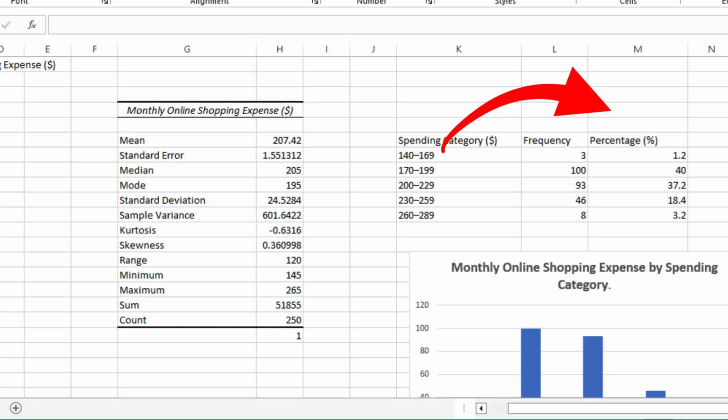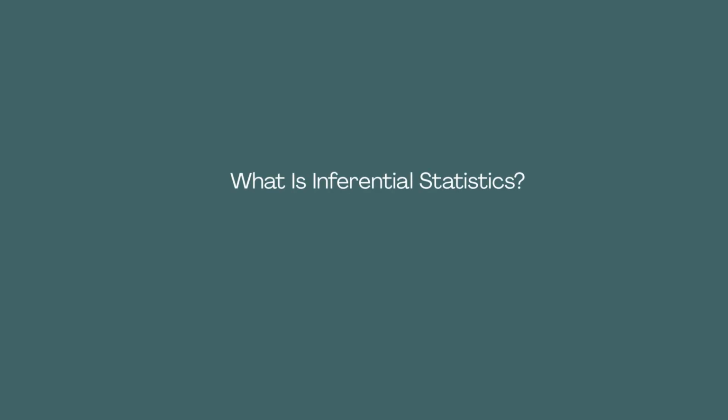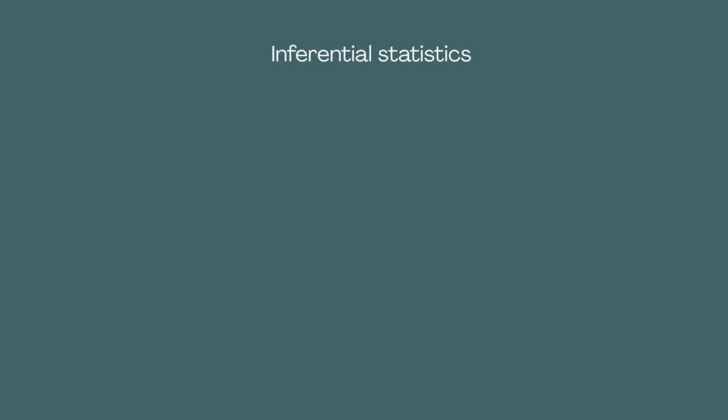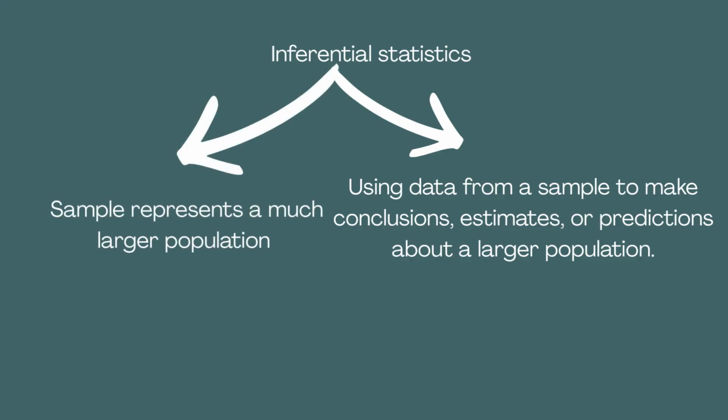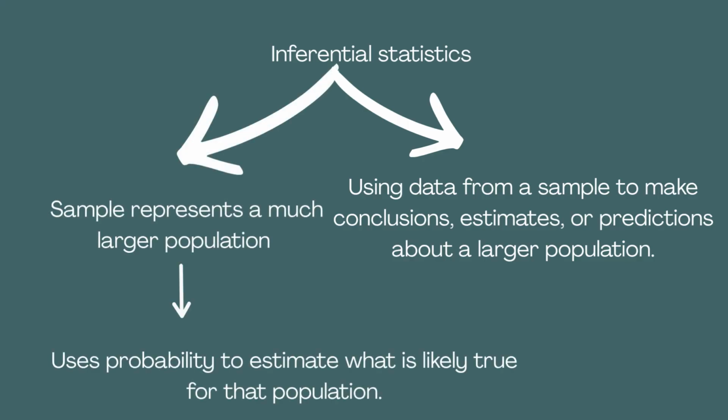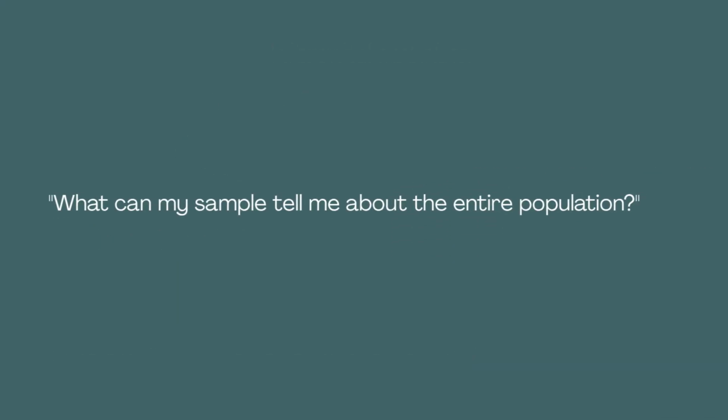of responses is large. What is inferential statistics? Inferential statistics is the branch of statistics that focuses on using data from a sample to make conclusions, estimates, or predictions about a larger population. Unlike descriptive statistics, inferential statistics goes beyond the collected data. It assumes that the sample represents a much larger population and uses probability to estimate what is likely true for that population. In simple words, inferential statistics answers the question, what can my sample tell me about the entire population?